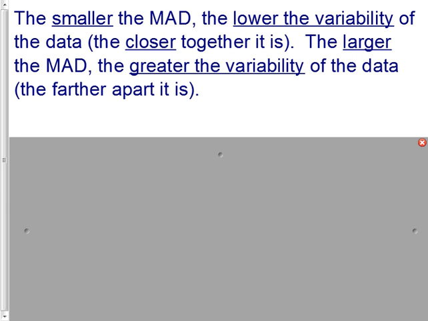Now, the smaller the mean absolute deviation, the lower the variability of the data. In other words, the closer together it is. The larger the mean absolute deviation, the greater the variability of the data. In other words, the farther apart it is.